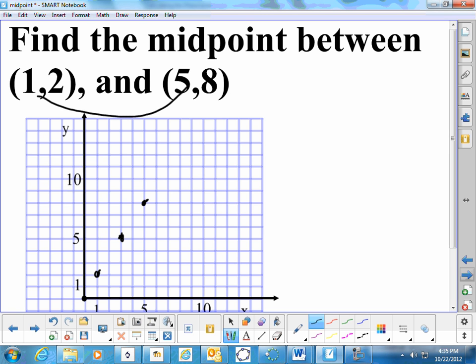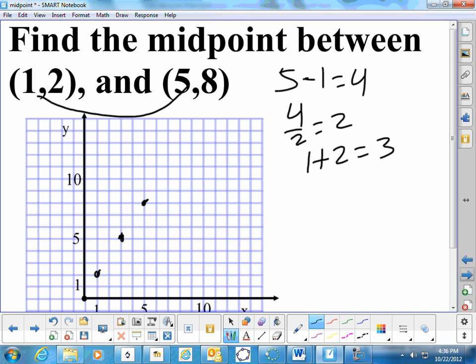5 minus 1 is 4. Half of 4 is 2. Going from 1, going 2, starting at 1, is 3. That's our x.